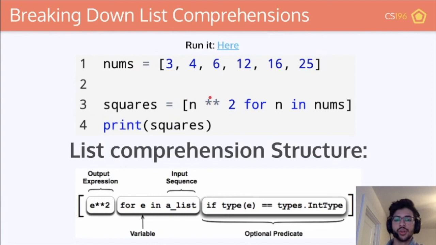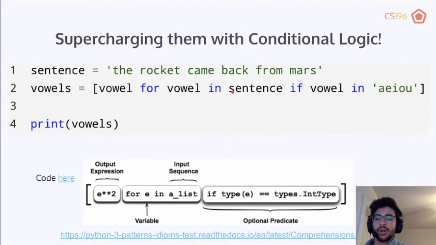So if I wanted to, for example, subtract 2 from every element in this list, I would just simply say n minus 2 here. The ** is not specific to list comprehensions. It is specific to how you square things in Python. So this is our output expression. That's all it is. And so I hope this example in particular demonstrates how nicely readable these list comprehensions are. This essentially reads just like English.